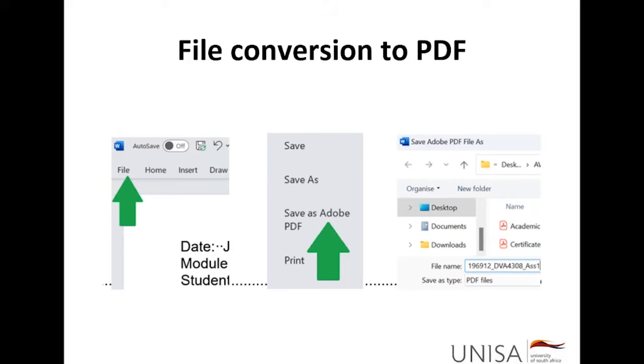Your file conversions. In cases where you are required to upload in PDF, you need to convert your work from MS Word to PDF using the Adobe PDF option. This is really easy. If you go into your MS Word document, you've prepared your submission, you go to File, and then you save it as Adobe PDF. This will ensure that your work is converted as a true text document, and you can store it in a dedicated folder on your device before uploading to UNISA.